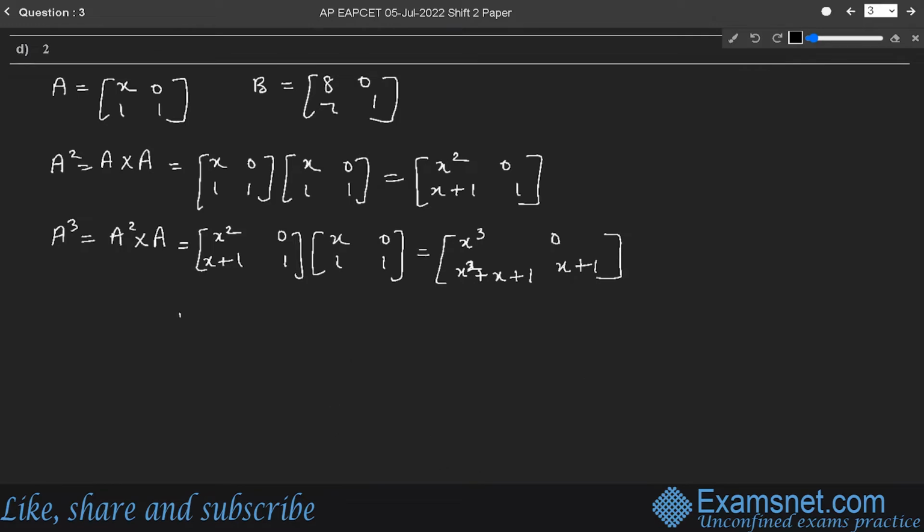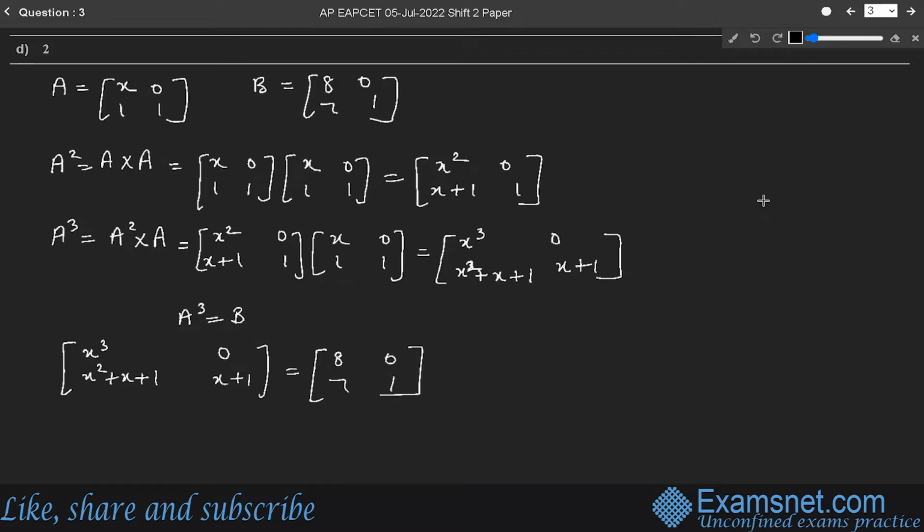It is given that A cube is equals to B, means the value which is x cube, 0, x square plus x plus 1 and x plus 1, it is equal to B. Matrix B is 8, 0, 7 and 1.